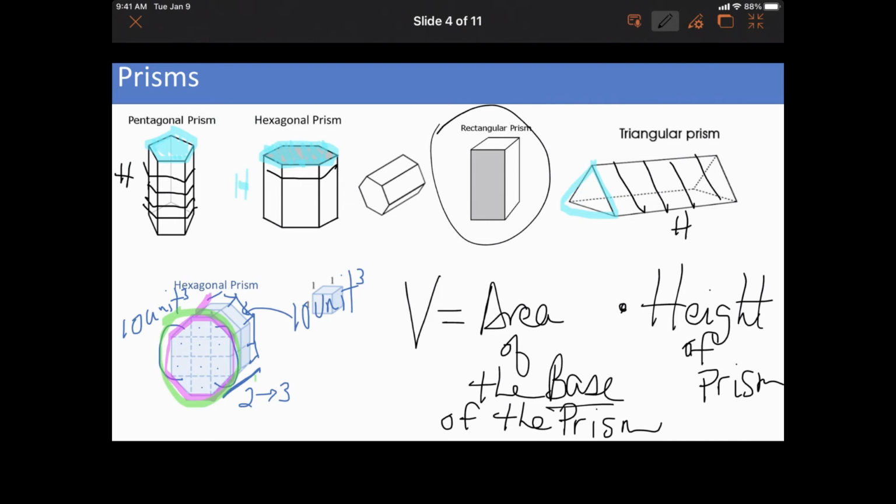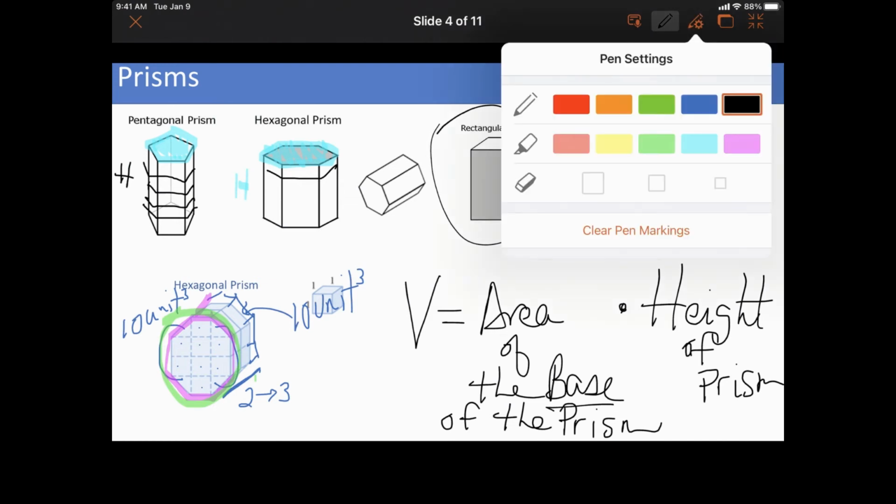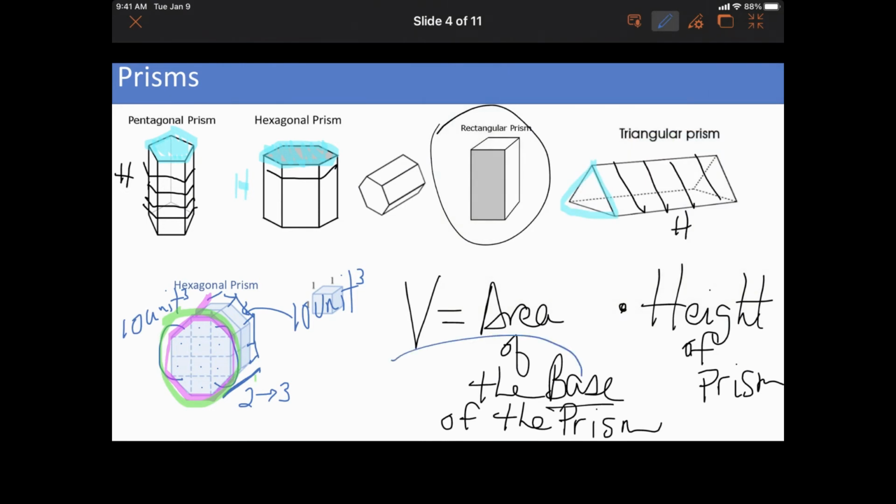Now, remember when we say area of the base, this is going to change, right? It'll change according to the shape of the base, whether it's a pentagon, a hexagon, a rectangle, a square, a triangle, an octagon, a decagon, a trapezoid, parallelogram. So please remember, this is the area of the base, not the little base, not a base of a triangle, base of the three-dimensional figure.